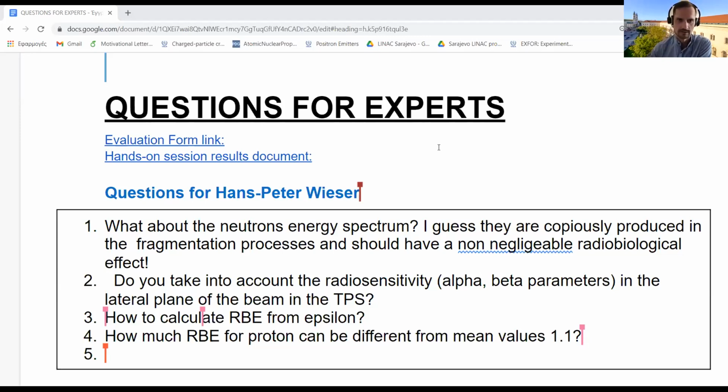And also, as of now, I'm also not an expert on this, but what I know so far, there's not enough justification to move to a variable RBE model for protons.